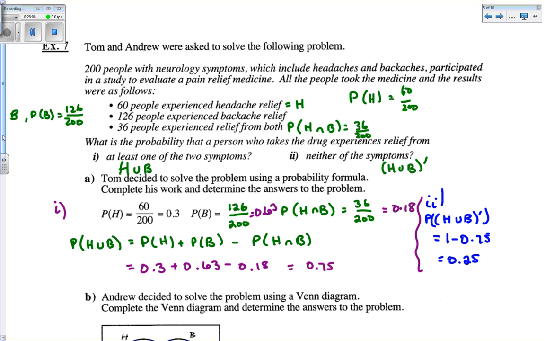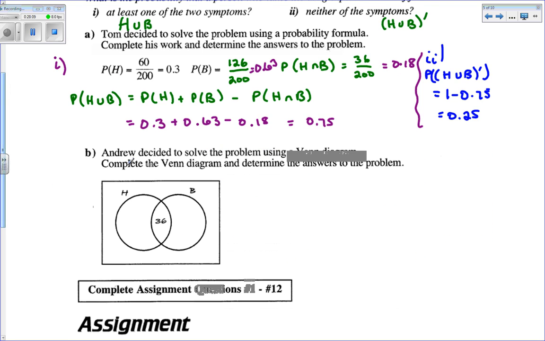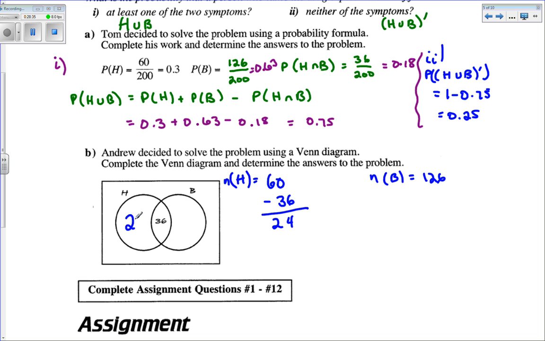Andrew decided to solve the problem using a Venn diagram. So we're going to complete the Venn diagram. We've got the 36 in the middle. So remember that we had 200 outcomes in total, and the number of favorable outcomes for H was 60, and the number of favorable outcomes for B, for backache, was 126. So to fill in the Venn diagram, we have to take off the amount that might be in the middle. So this gives you 24 for headache. And we're going to subtract off 36 here, which is going to give you 90 for backache, like that.